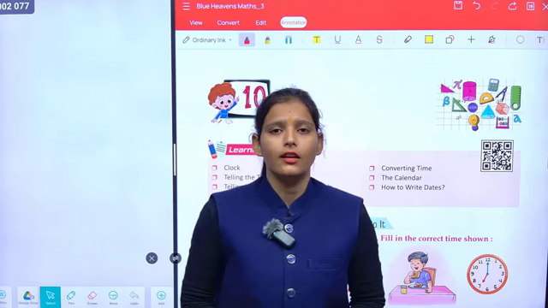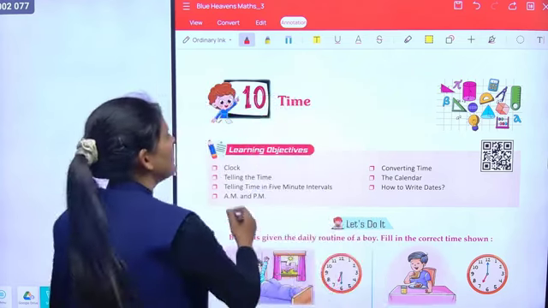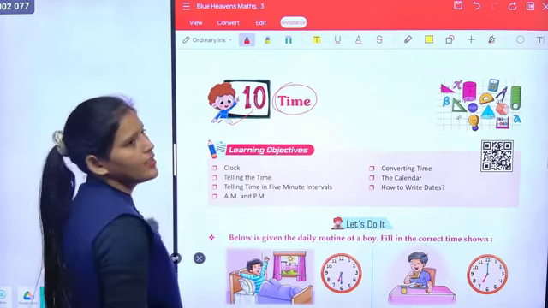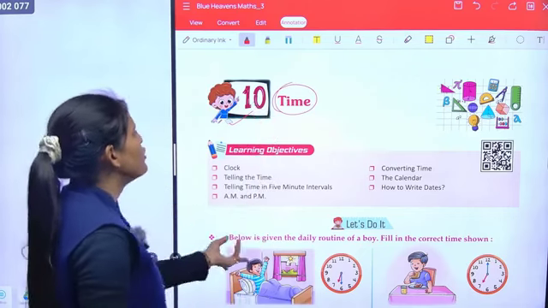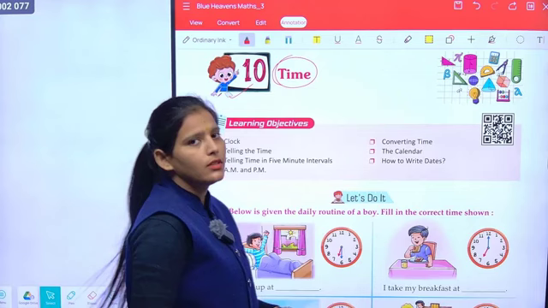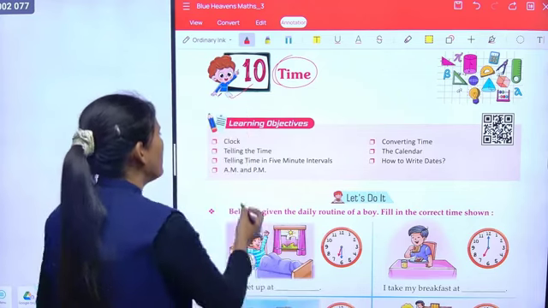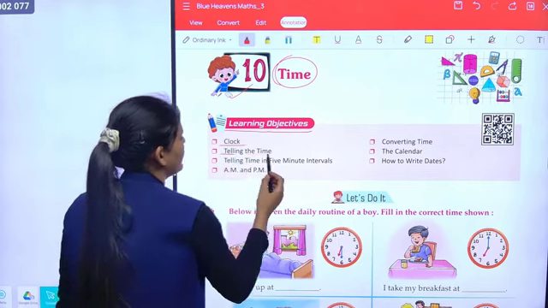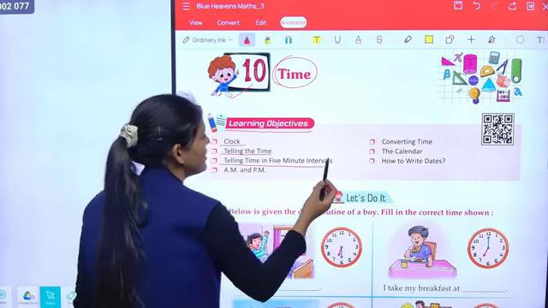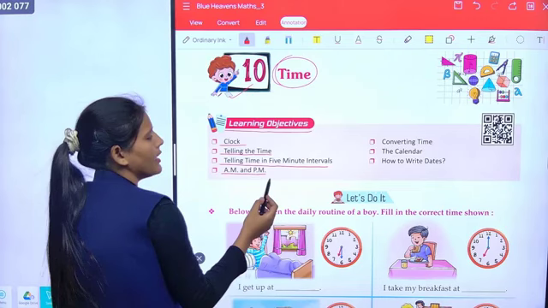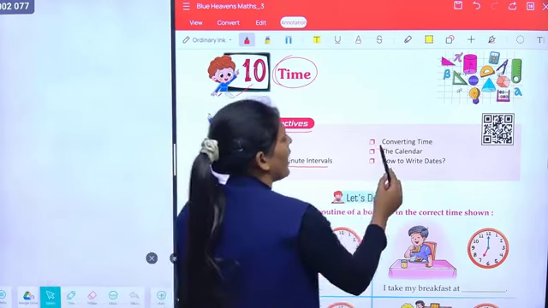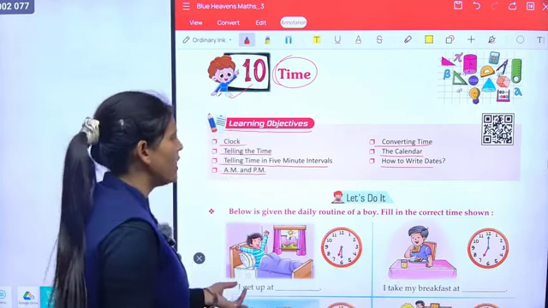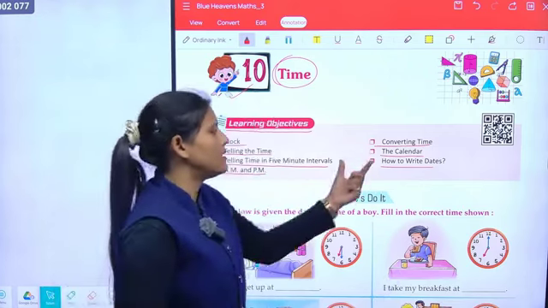Students, today we will learn chapter number 10, time. Chapter number 10 and the chapter name is time. So, today we will learn about time. The learning objectives are clock, telling time in 5 minute intervals, AM and PM, converting time, the calendar, and how to write dates. Today we will learn about these things.